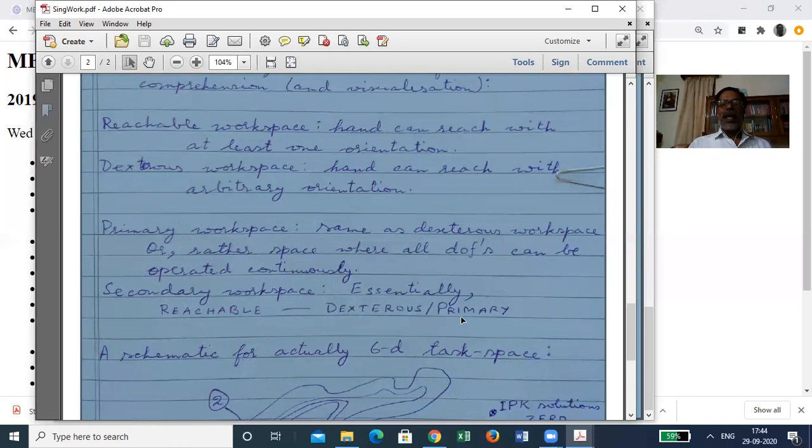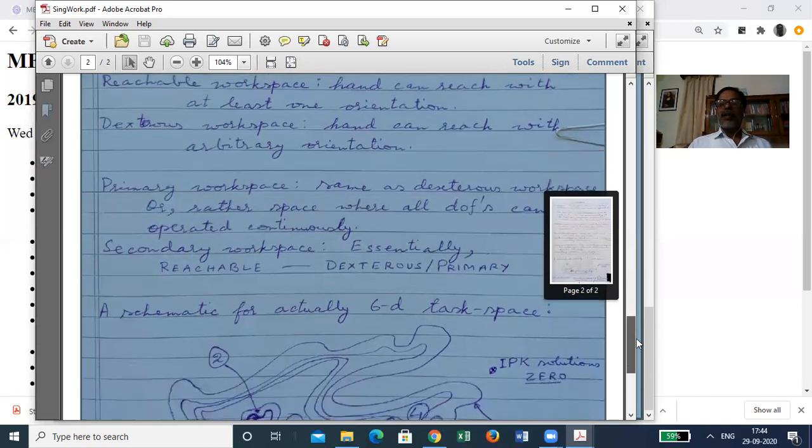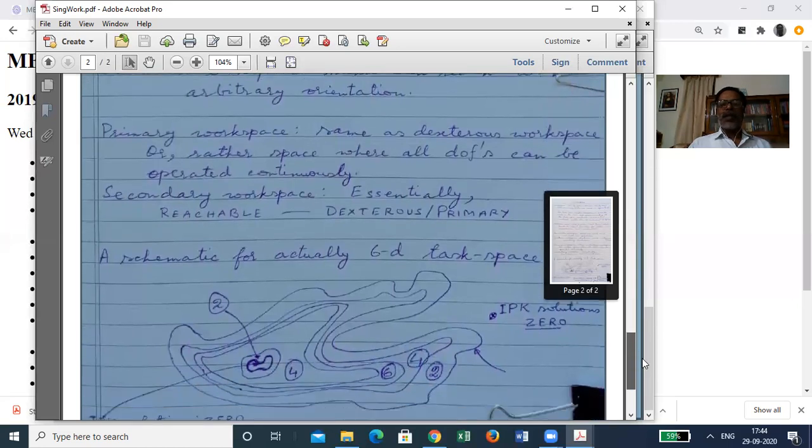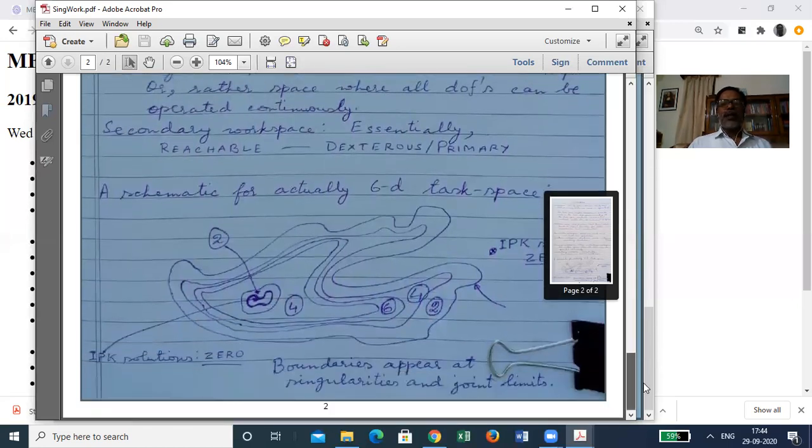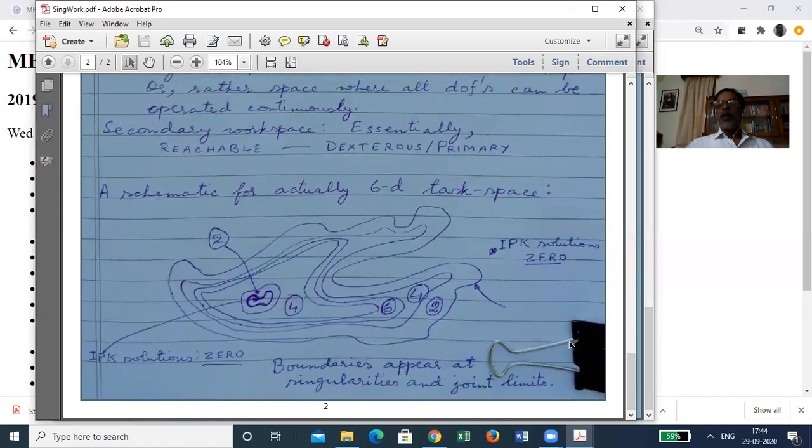Now, to make a roundup of all these things, from position kinematics, velocity kinematics, statics, singularity, workspace, everything together, a schematic for the workspace of a manipulator is typically like this. In the task space, there will be a vast region where the manipulator cannot reach because its base is fixed.